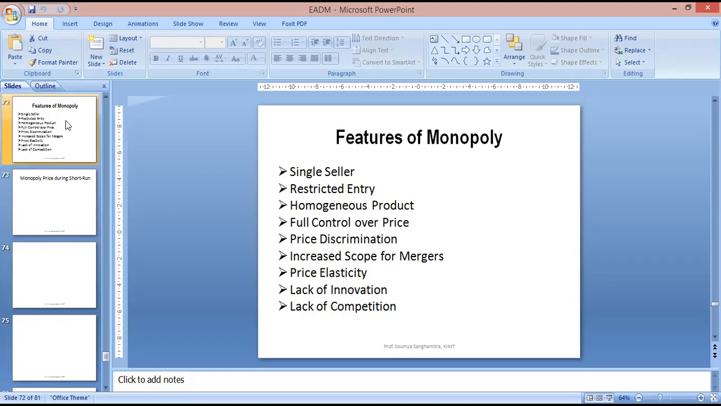Then features of monopoly. You got a single seller.